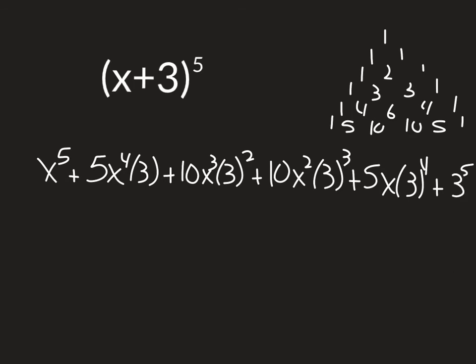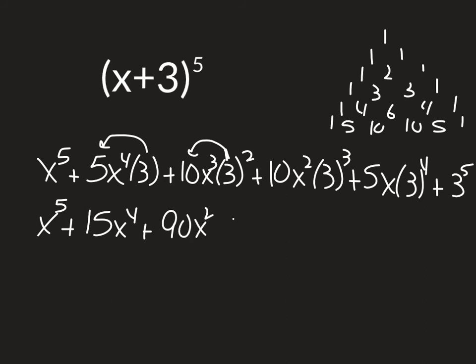Now, we would be done normally, but this time we have numbers. You cannot leave 2 numbers together like that, so I'm going to multiply them out. For example, that's a 3 times that 5. That's 15x to the 4th. This is a 3 squared, which is 9 times 10, which is 90. Next one's 3 cubed, which is 27 times 10, which is 270.